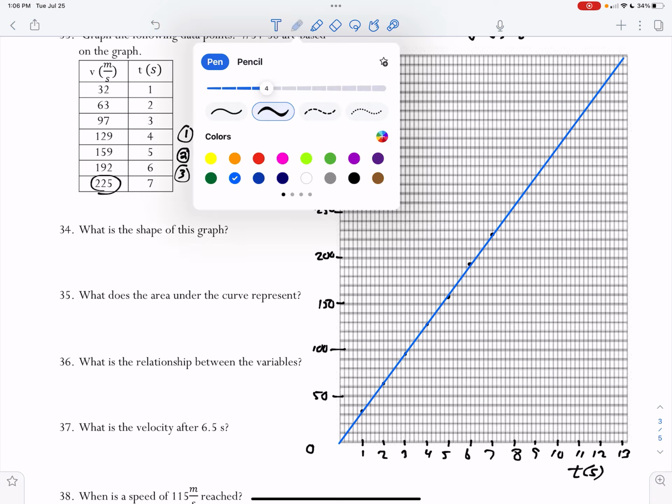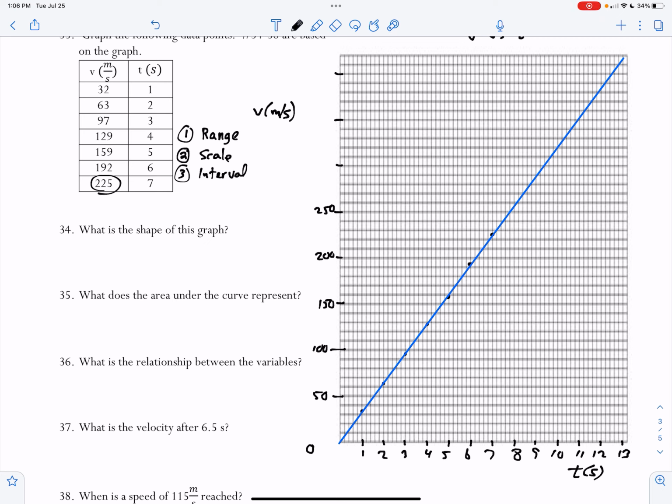Now, what is the shape of this graph? Well, clearly it's a line.